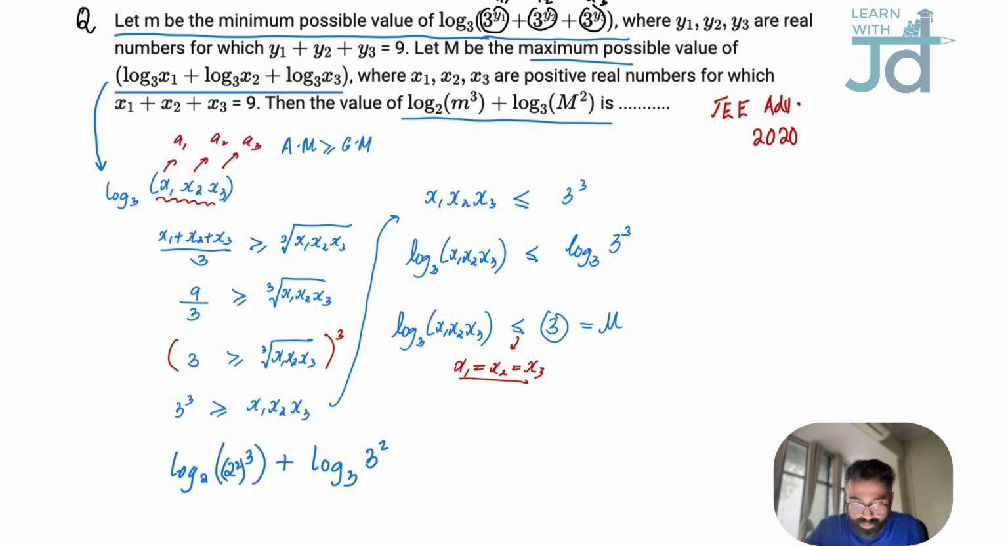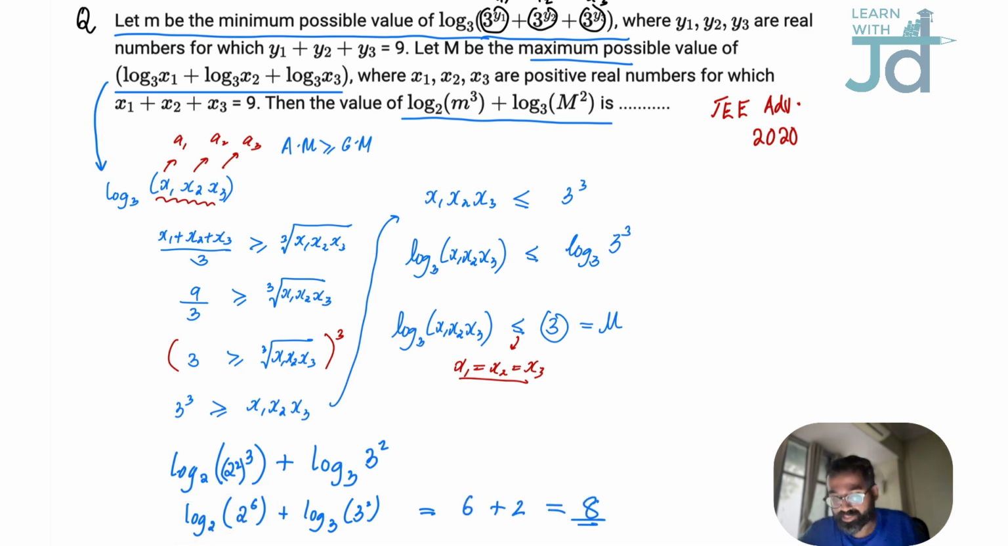So this whole thing will become log to the base 2 of 2 raised to 6, since this 2 gets multiplied with this 3. So 2 raised to 6 plus log of 3 square to the base 3. And from logarithms, you know this whole value is going to be 6, because the base is 2 and in the exponent the base is also the same. So you will get the exponent value, plus 2, which is 8. So 8 is the answer.